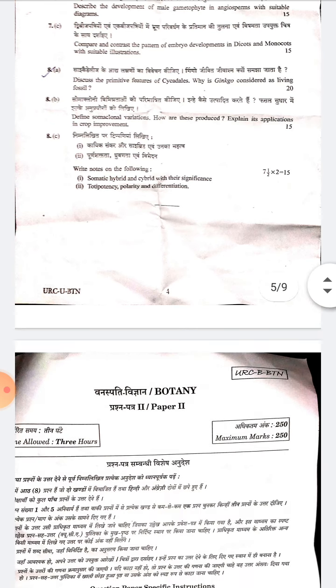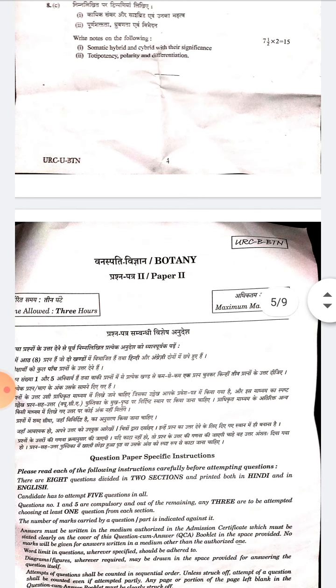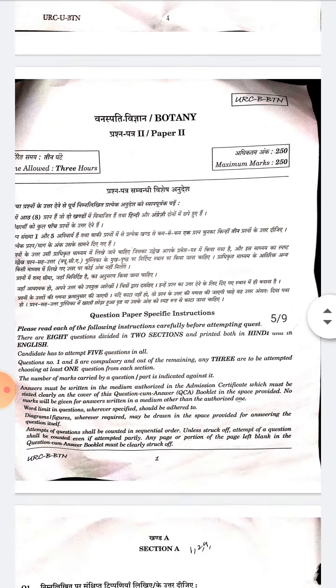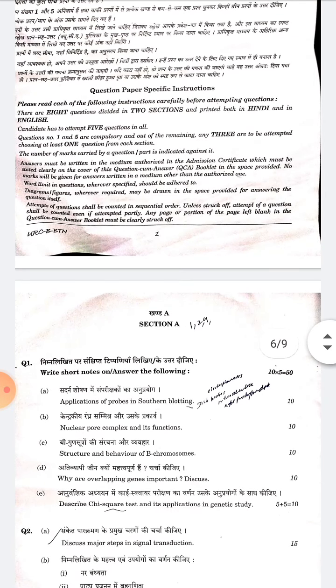So now, friends, we move on to the second optional paper. Here there are 5 questions, each of 10 marks. Application of proofs in Southern blotting, nuclear pore complex and its function, structure and behavior of B chromosomes, and why are overlapping genes important. Discuss and describe the chi-square test and its application in genetic study.